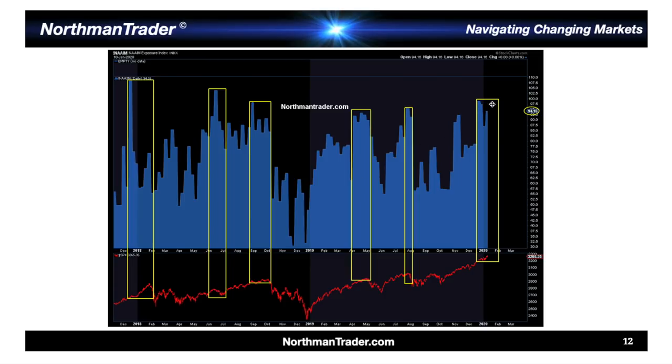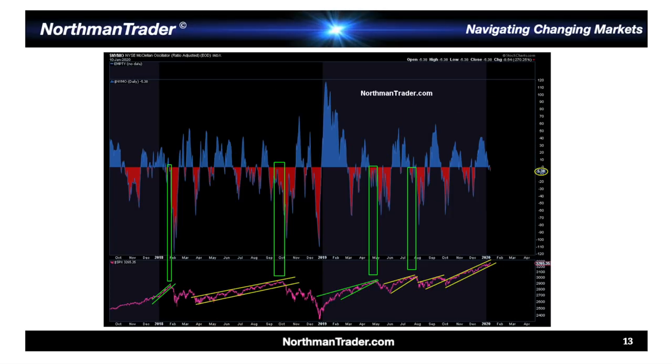It can still keep rallying, but it's a sign to be wary that asset managers are very much long exposed here. NIMO, this is very interesting. New all-time highs again on Friday, new all-time highs several times this week, and yet NIMO is minus 5. In fact, you see this massive reversal here. The readings are weakening.